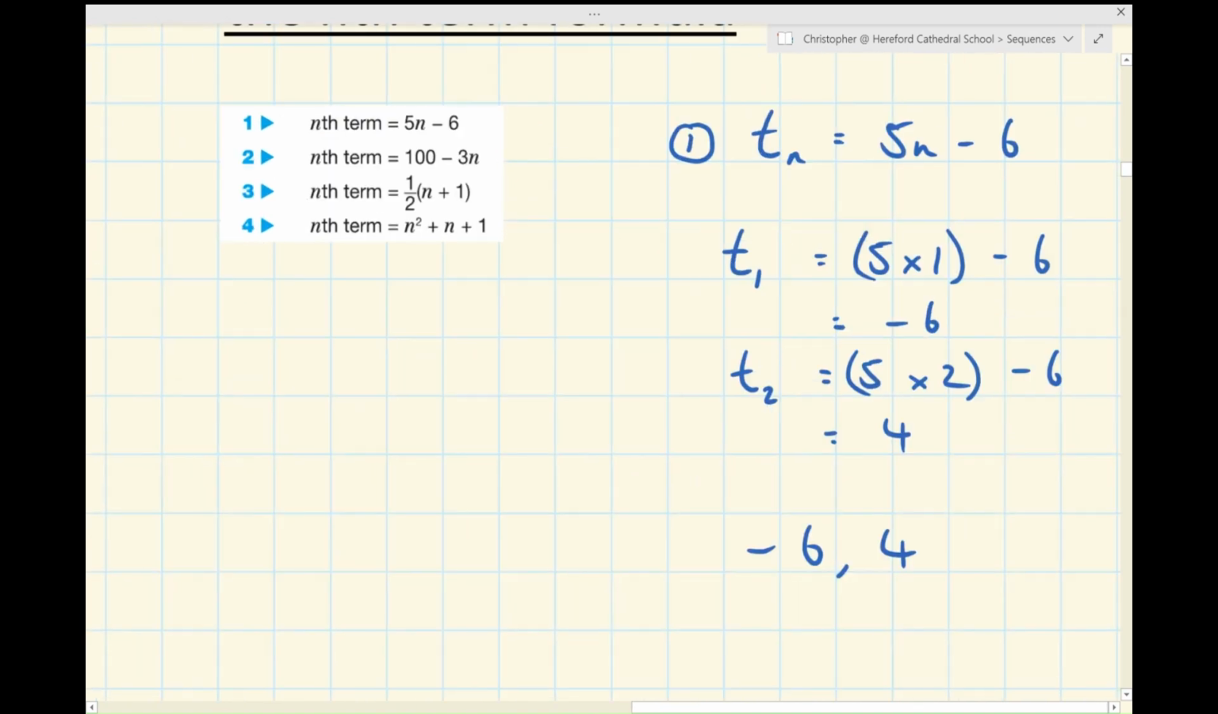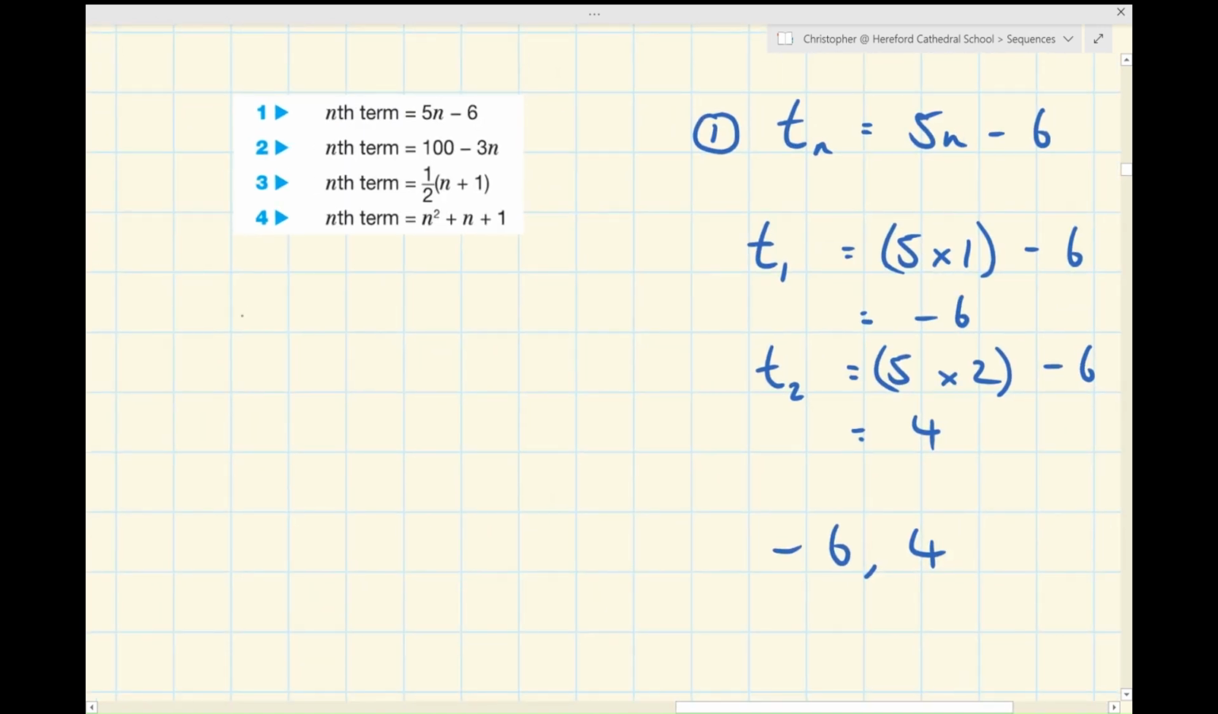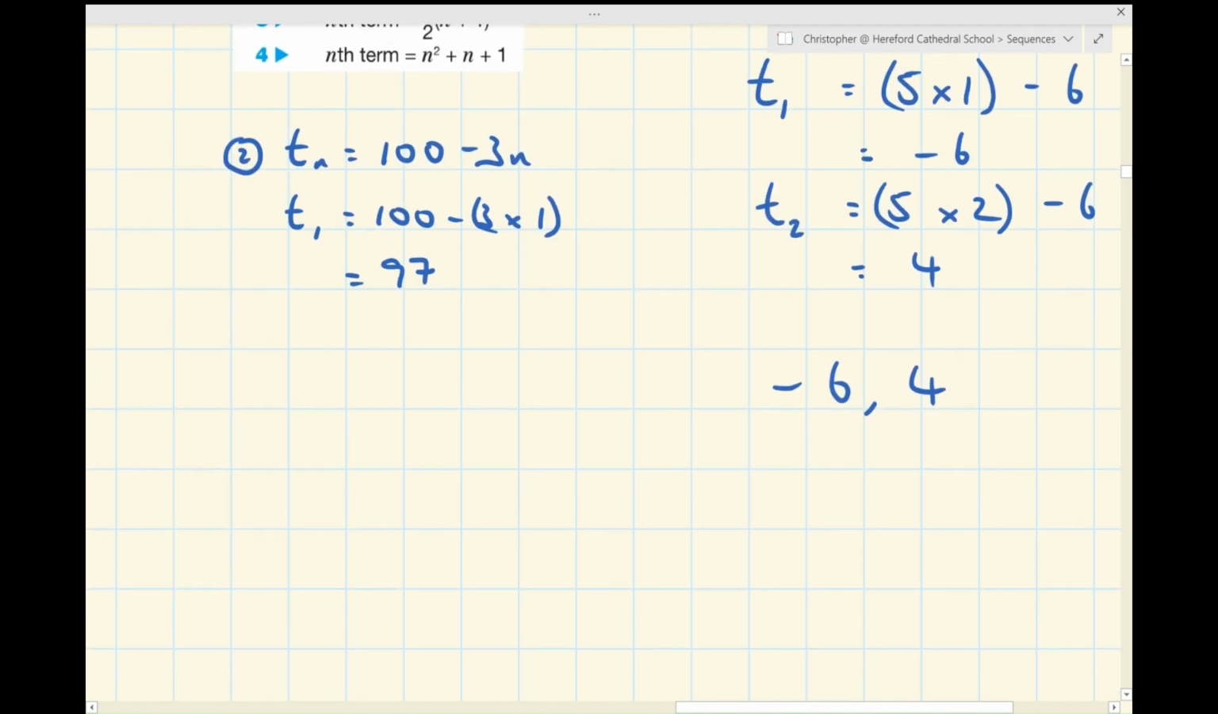Let's have a look at the second example here. Number 2, this time the nth term is 100 minus 3n. So if we wanted to work out the first term, we do 100 minus 3 times 1, which would give us 97, and we can work out any term we want to. For instance, the 10th term would be 100 minus 3 times 10, because if we're working out the 10th term, we substitute in n equals 10, and that would give us 70.